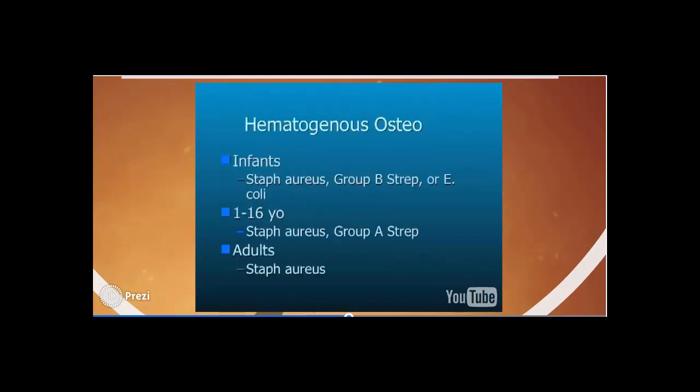In infants, you most often see Staphylococcus aureus, particularly now with community-acquired MRSA. You can also see Group B strep or E. coli. In young children to teens, usually, again, it's going to be Staphylococcus aureus, sometimes Group A strep. And in adults, it's usually Staphylococcus aureus.